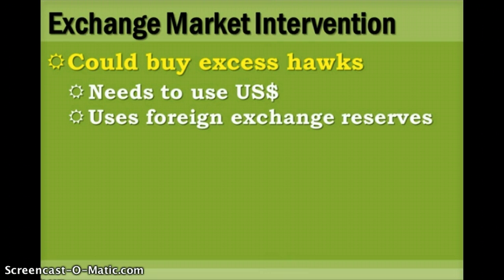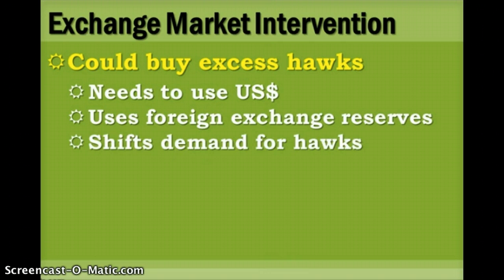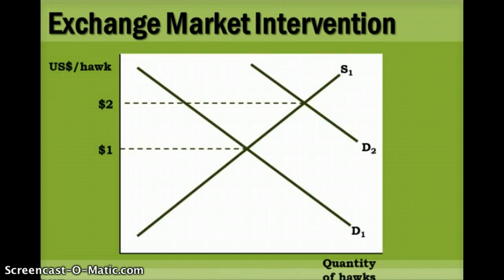By buying the excess hawks, it would shift the demand for hawks to the right, and that would cause an increase in the exchange rate. So by buying the excess supply of hawks, the demand will shift, we'll move along the supply curve to a new equilibrium point of $2 per hawk, which would then put the government at the exchange rate that it wanted to have in the first place.